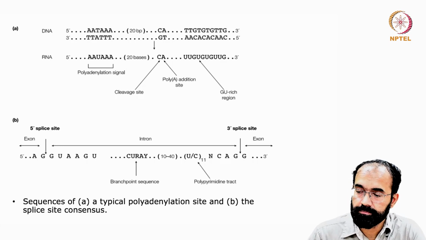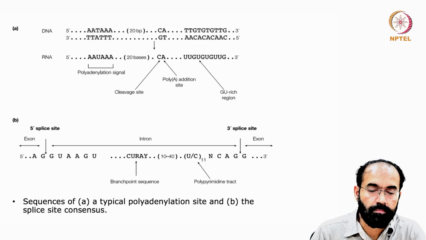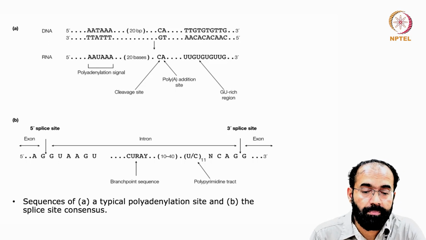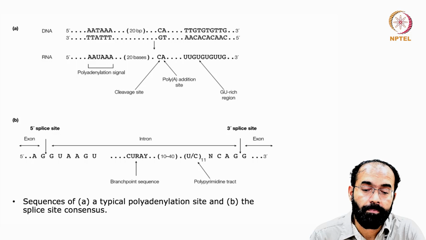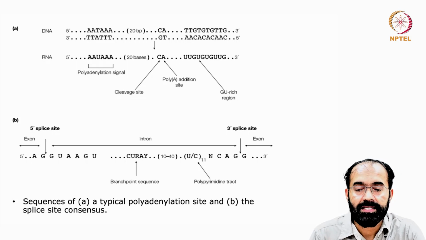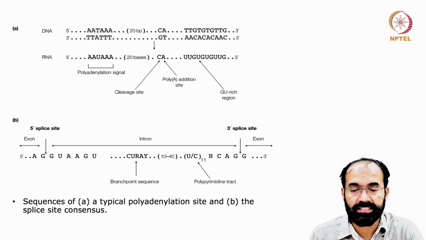And then what happens? You have a polypyrimidine tract, followed by the polypyrimidine tract you have N and then CAG, and this intron ends with AG. So these sequences are very important for the proper functioning of the splicing.